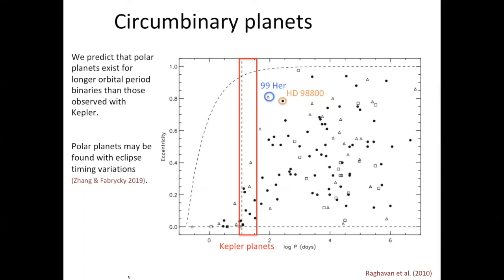Of course, it's also easier to find planets that are coplanar when we're using the transit method, since there's no nodal precession when they are coplanar. This means that they transit the stars on every orbit, whereas polar planets may potentially be found in the future with eclipse timing variations, perhaps.